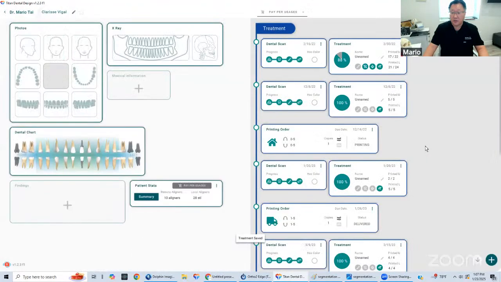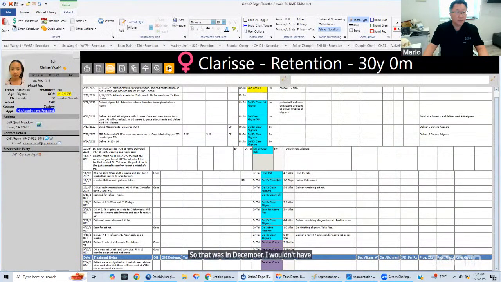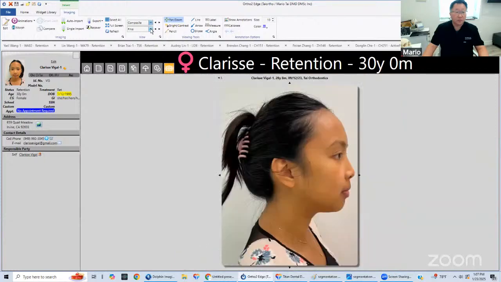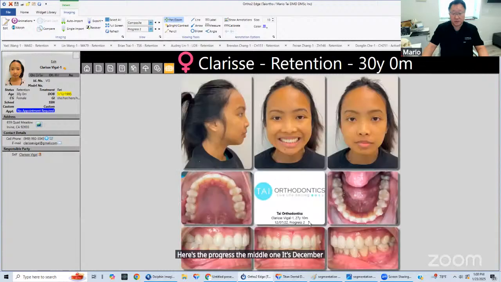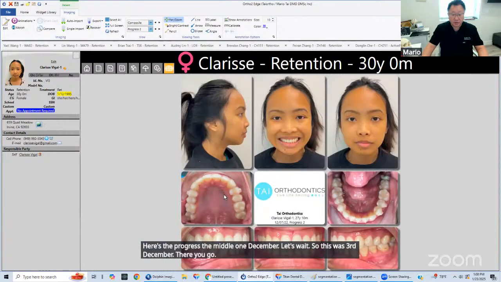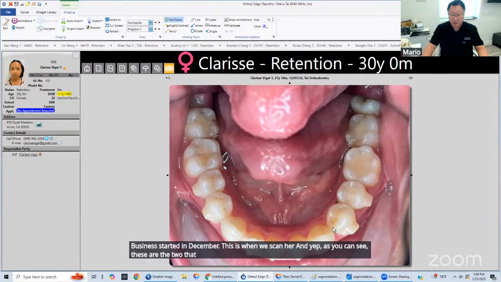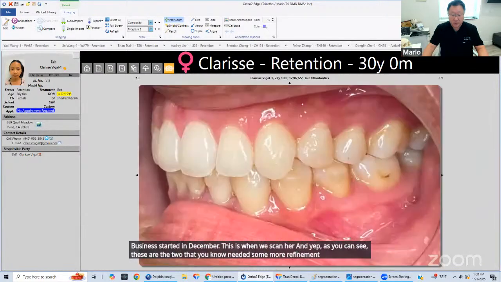So that was in December. Do we have a picture for December? Oh yeah, that is December. Here's the progress. The middle one is December. There you go. This is her in December. This is the one when we scan her. And yep, as you can see, these are the two that needed some more refinement. But overall, she did great.